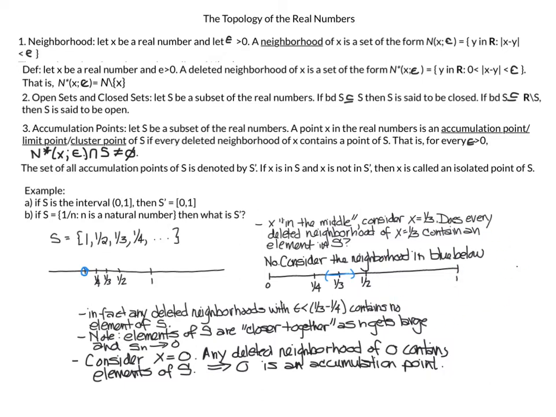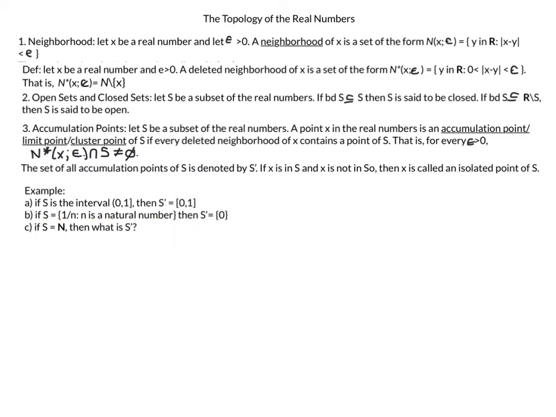1 will be isolated. So the only accumulation point of this S here is 0. The next example, if S is equal to the set of natural numbers, what is the set of accumulation points?